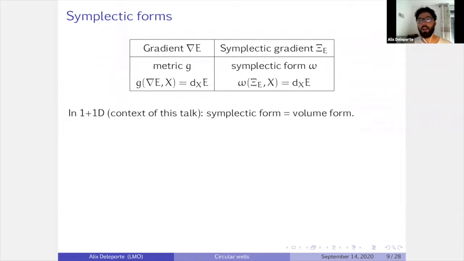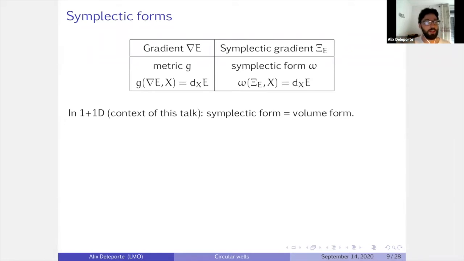And in the same way, associated with your symplectic gradient, which is just the usual gradient on which you perform a quarter turn, is a symplectic form omega, which is just a gadget which eats two vectors. If it eats the symplectic gradient and any vector, it spits out the derivative of the function you started with with respect to this vector. If you already know a bit about symplectic geometry, it's a very good idea to think of the symplectic world as the metric world on which you perform the quarter turn.